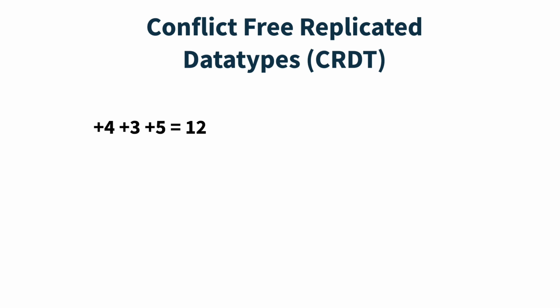Let's take addition as an example. If we were to add the numbers 4, 3, and 5, we would get 12. However, if these operations were to happen in a different order, we end up with the same result. Just because a data model is convergent doesn't mean it's always consistent. After the first operation on the left, we end up with 7, 4 plus 3. After the first operation on the right, we end up with 9, 5 plus 4. What these data types give us is eventual consistency. Each replica doing the computation will eventually end up with the same result.